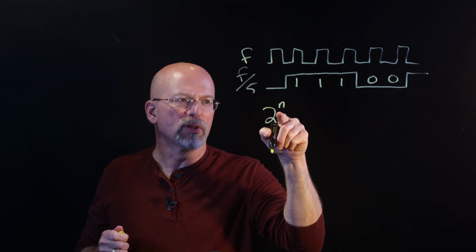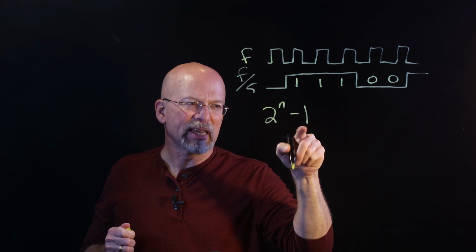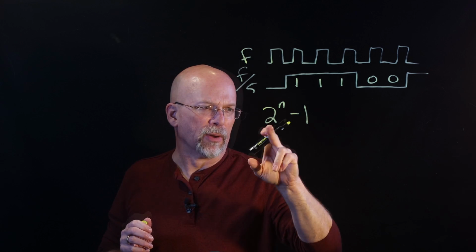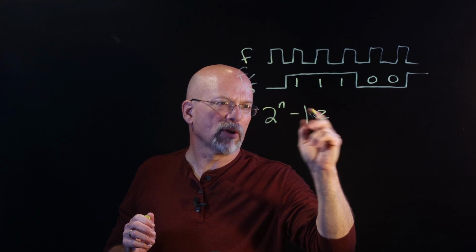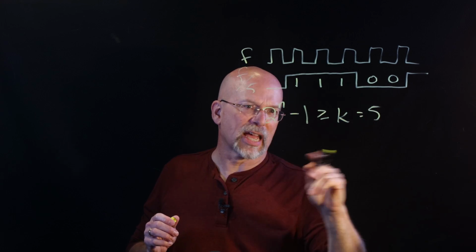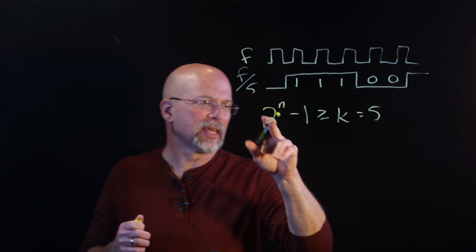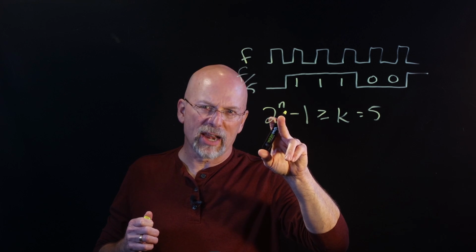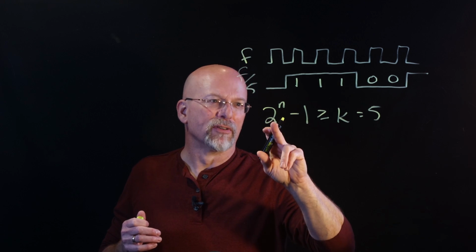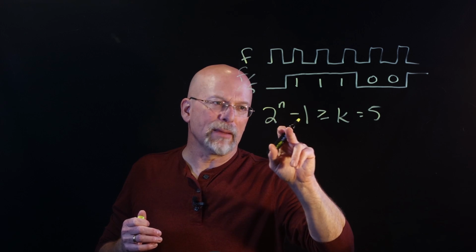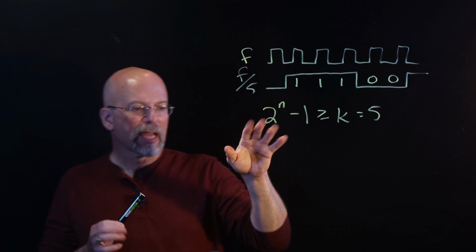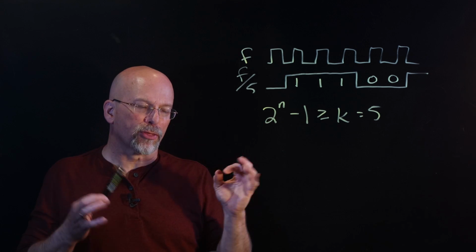And so that was something like 2 to the n, where n is the number of flip-flops, minus 1. We take out the all zeros case. We'll talk about that again in a later video. So 2 to the n minus 1 has to be greater than or equal to k, the number of states we've got. And in this case, we've got 5 states. What n satisfies that? Well, 2 is not enough. 2 squared is 4, minus 1 is 3. That's much less than 5. So 2 to the 3 is going to give us 8, minus 1. That's 7. 7 is greater than or equal to 5. So it looks like we are going to need at least 3 flip-flops.